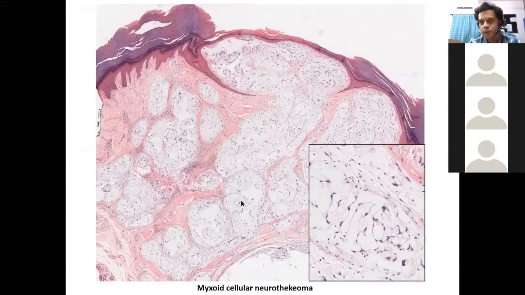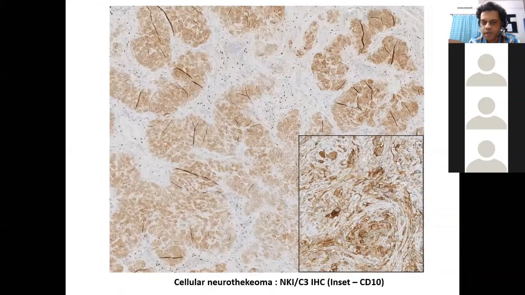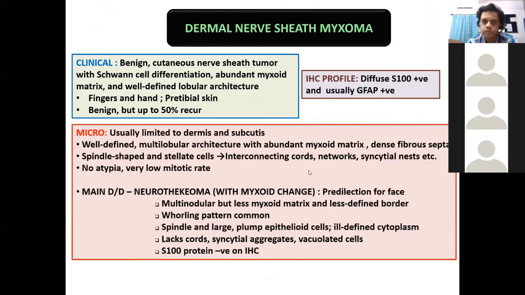You will only have a problem with a dermal nerve sheath myxoma versus a myxoid cellular neurothekeoma if it's showing extensive myxoid change like here. Because of the abundant myxoid change, the cells have changed slightly into a spindle to stellate morphology, which mimics that of a nerve sheath myxoma. So that's the only important differential as far as the dermal nerve sheath myxoma is concerned. In the case of neurothekeoma, you have this novel marker known as NKI-C3, and CD10 will also be positive, S100 will be negative. So that's all.